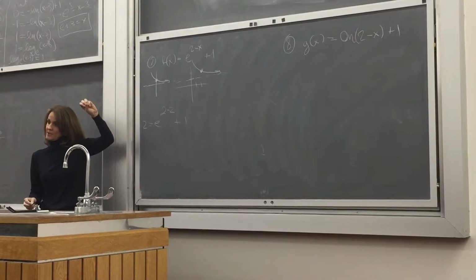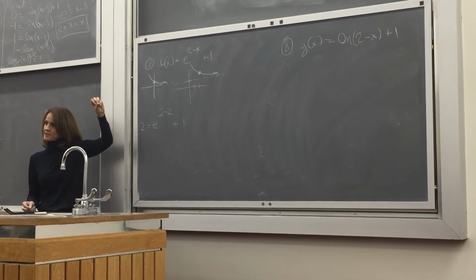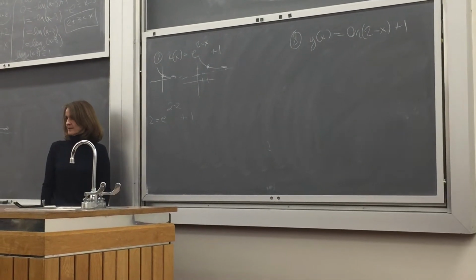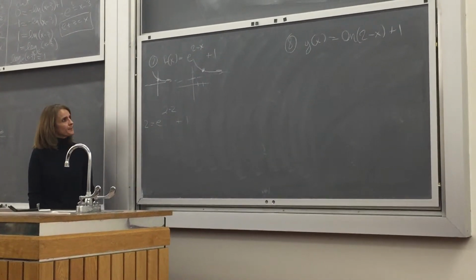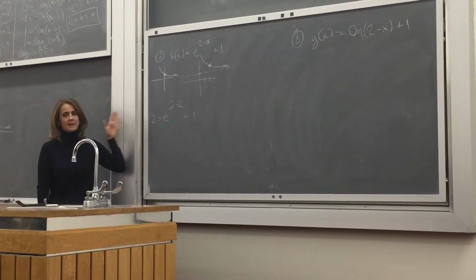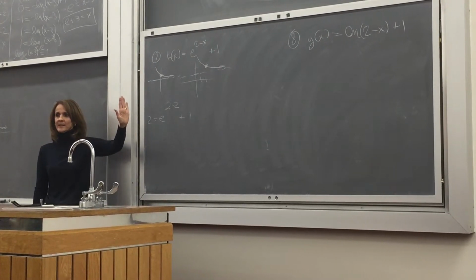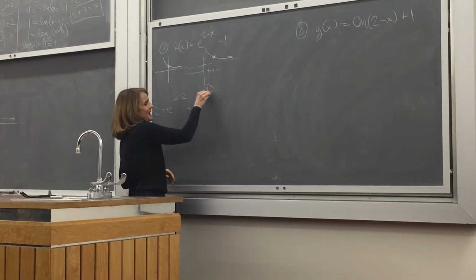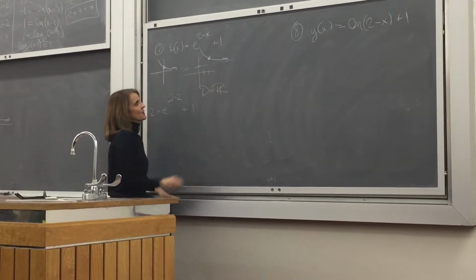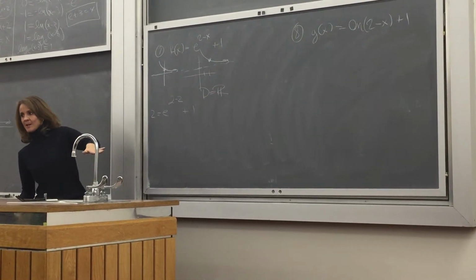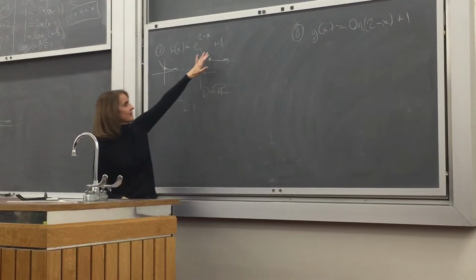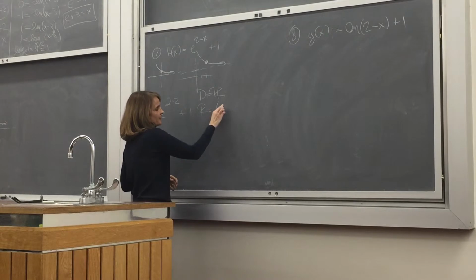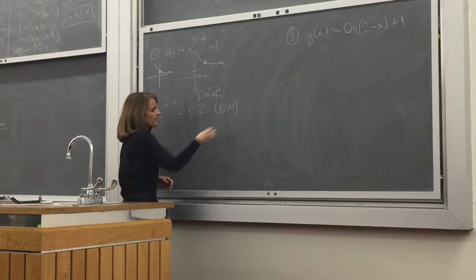2 minus 2 is 0. E to the 0 is 1. 1 plus 1 is 2. It works. You can go through it slower. Okay, domain. What's my domain? All reals. Range. 1 to infinity. It's going to be associated with that shift. So my range is 1 to infinity.